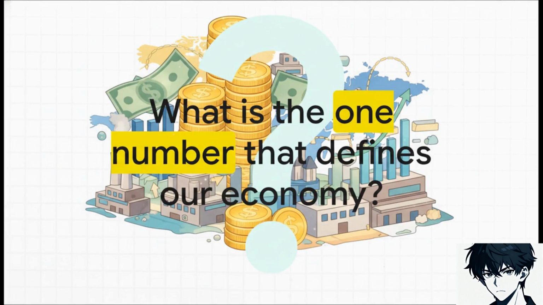And that number, of course, is gross domestic product, or as everyone calls it, GDP. But what is it really? How is it even calculated? And more importantly, how in the world did this one statistic become the king of all economic indicators?